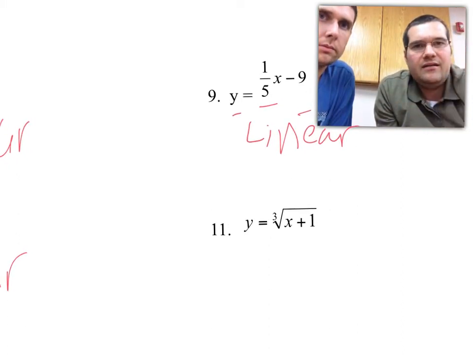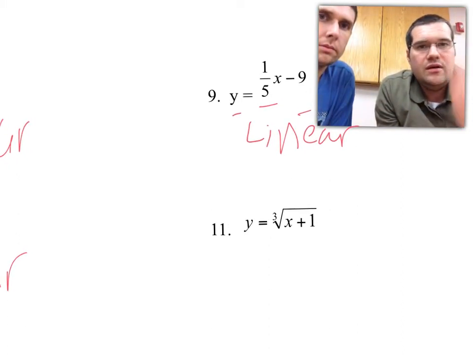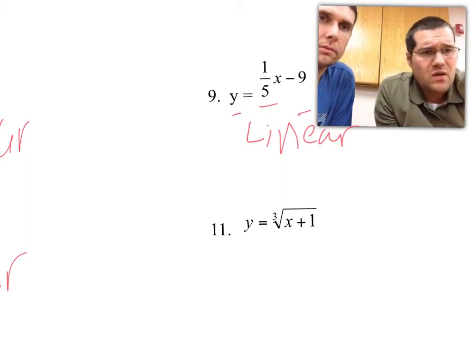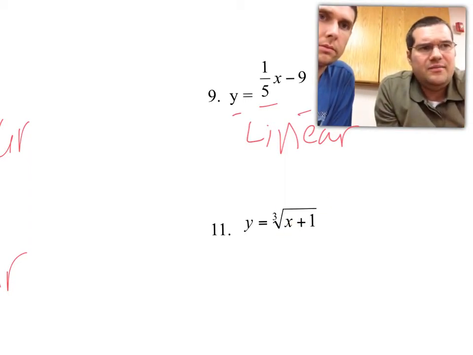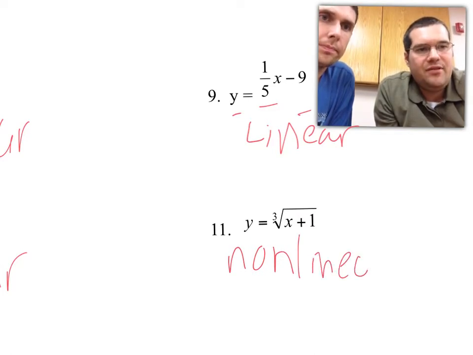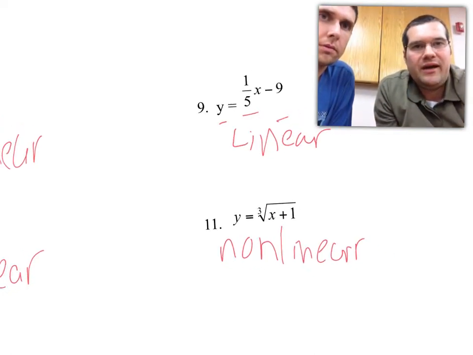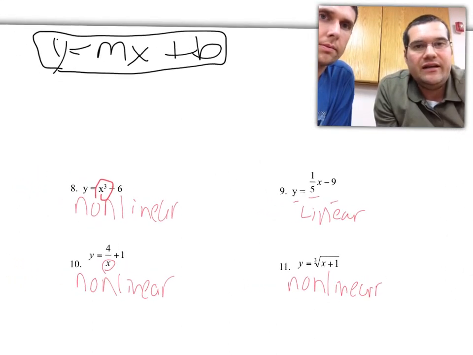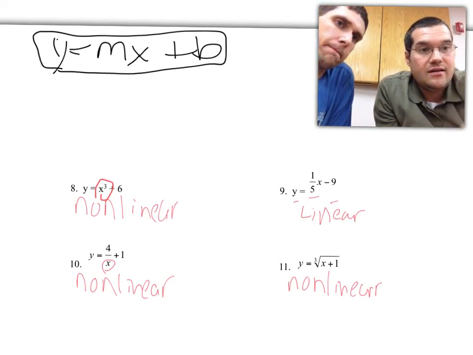For this one, it's a cube root. Whenever that x is being rooted, either by a cube root or whatever, we would consider that nonlinear. All right, so just to recap, the 3 things that might classify it as nonlinear are: if the x is being raised to some kind of exponent, when it is in a denominator, or if it is being rooted by either a square root or a cube root. Otherwise, more than likely, it's going to be a linear equation in the y equals mx plus b format.